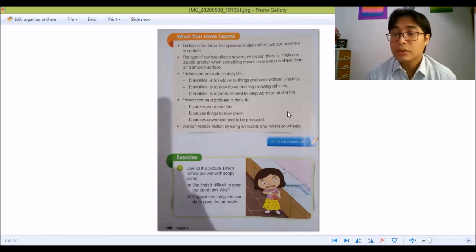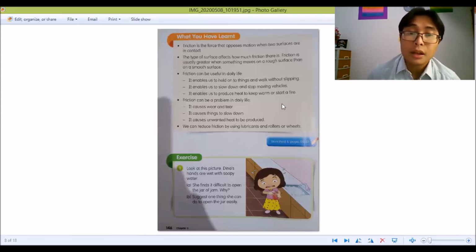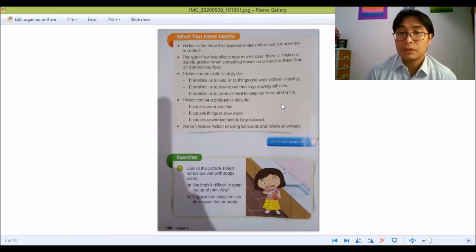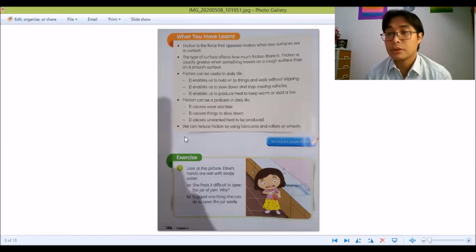There are also disadvantages. Friction can be a problem in our daily life. For example, it causes wear and tear. It damages our things. It causes things to slow down when we want them to be fast. It causes unwanted heat to be produced, like the example a while ago, the sparks, which are dangerous if they go into your eyes. We can reduce friction by using lubricants and rollers or wheels.